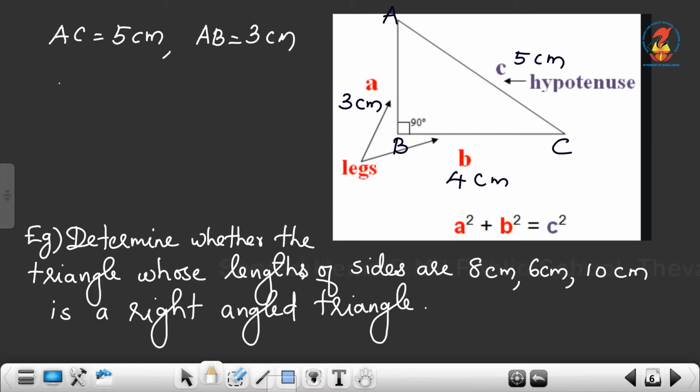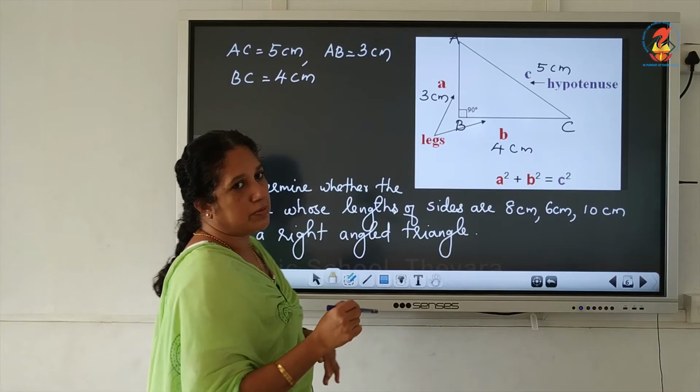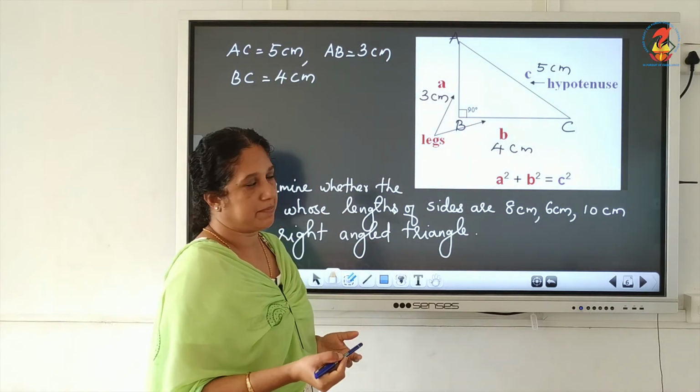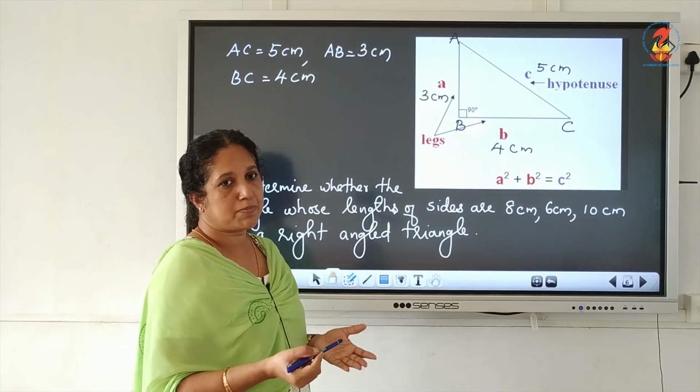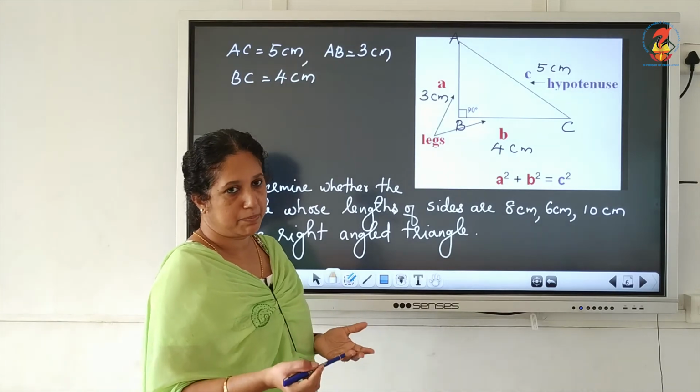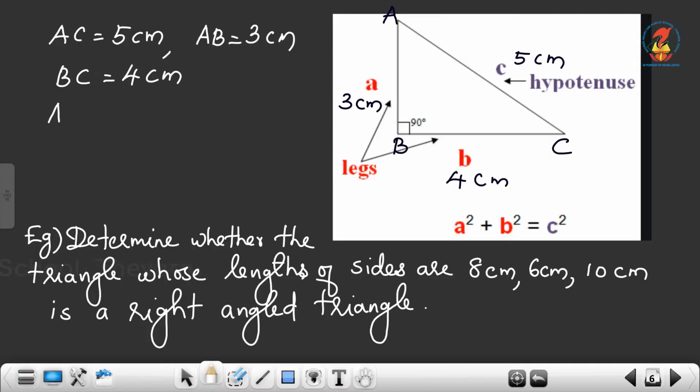Then BC is equal to 4 centimeter. Now, we can look into the Pythagoras property. What is the Pythagoras property? The square on the hypotenuse, that is AC square, is equal to the sum of the squares of the other two sides, or the sum of the squares on its legs, that is AB square plus BC square.